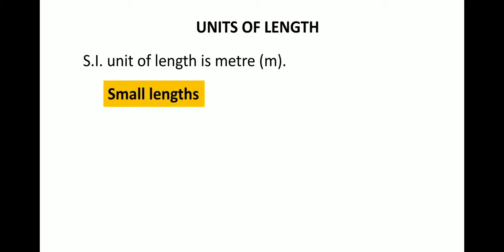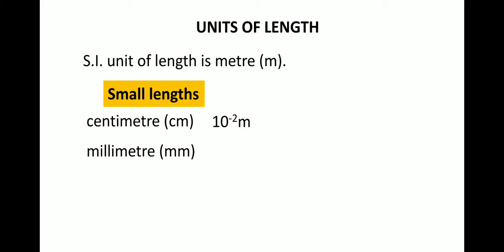Units of length. SI unit of length is meter. Now apart from SI unit, there are other units which are used in order to take the measurement of length. For example, some small lengths can be measured by using centimeter, which is the 100th part of meter, or 10 to the power minus 2 meter. The other one is millimeter, and the millimeter is the 1000th part of meter, or 10 to the power minus 3 meter.